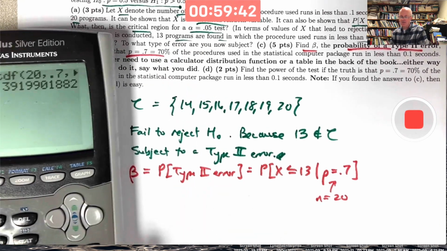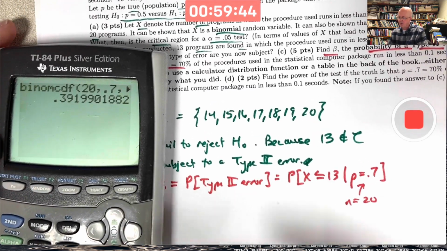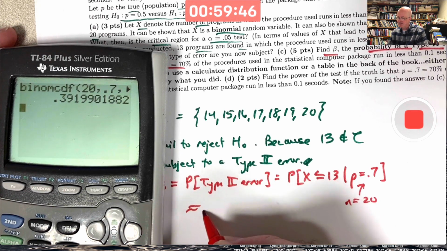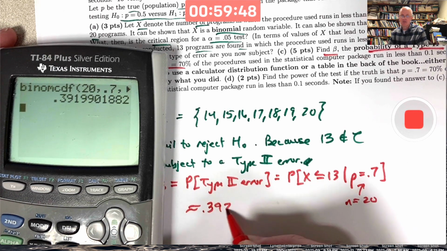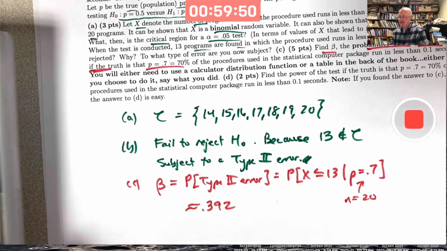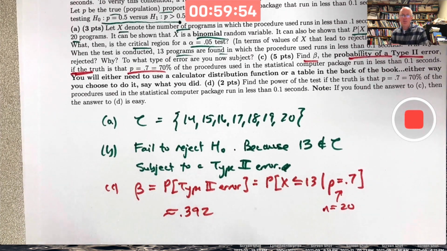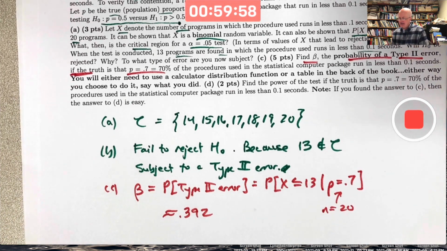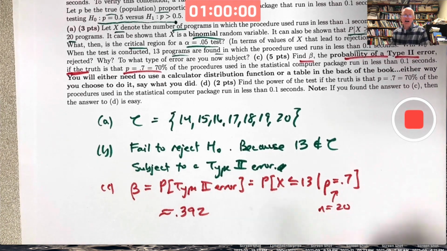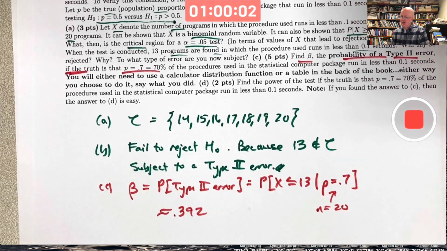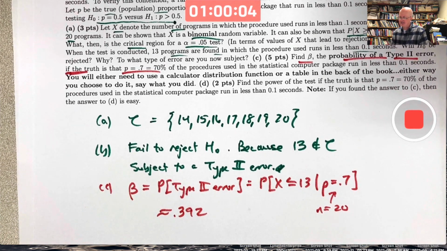Fairly high probability, I mean not super high, but relatively high for making an error, 0.392. In general, you'd want to keep the probability of an error low, like less than 0.1 maybe. So that's relatively high. This is maybe not such a good kind of test.